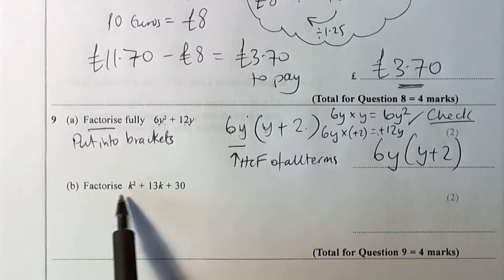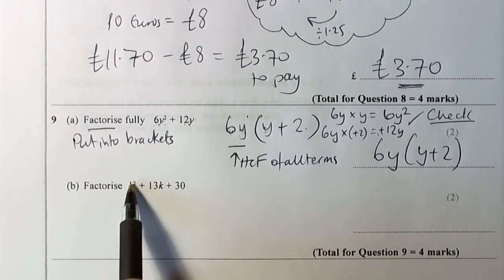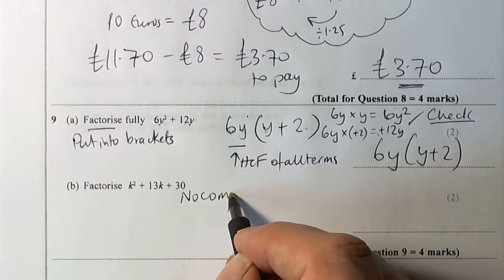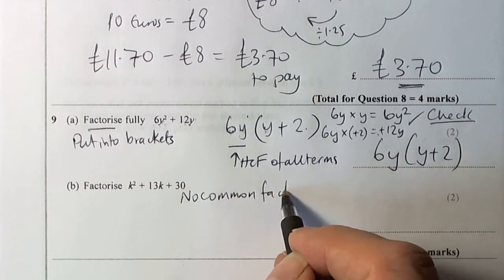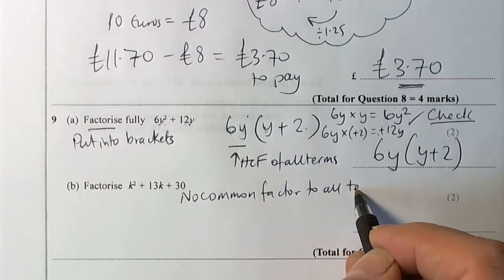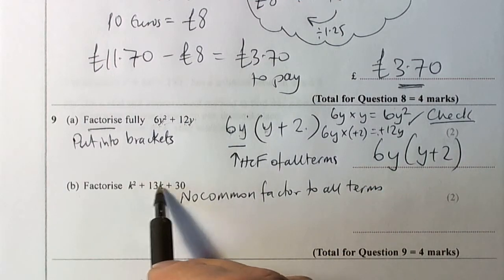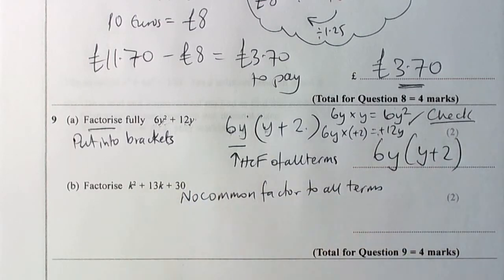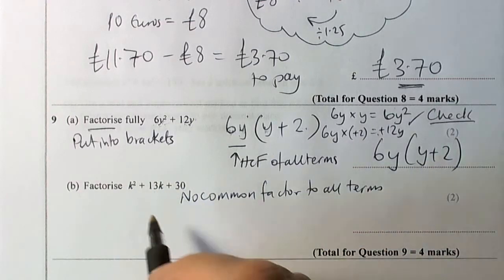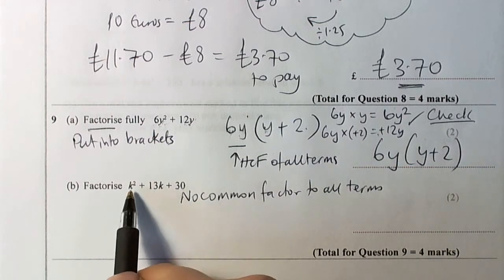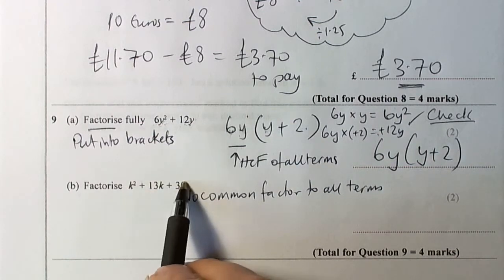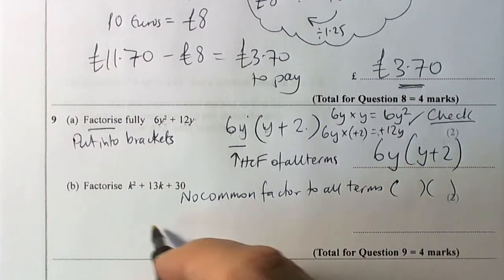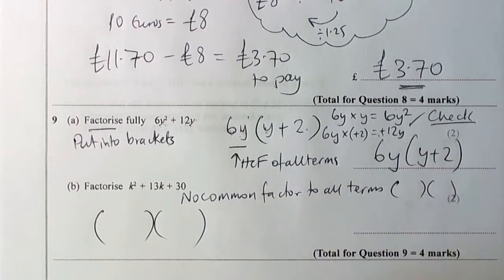This one, it's got a quadratic part, it's got k squared, and it's got 3 terms. There is no common factor to all terms. Now, when you have a situation where there is no common factor to all terms, apart from one will go into there, one will go into there, one will go into there, but that's a superfluous example, it doesn't count. So there is no other common factor that goes into all of those. That tells me it's going to be 2 brackets. So I now know that my answer must involve 2 brackets.